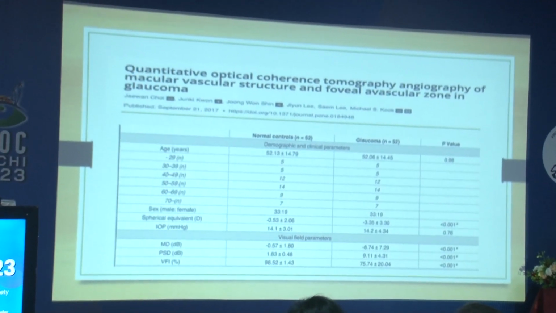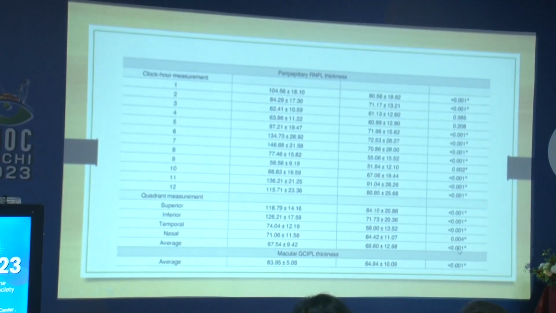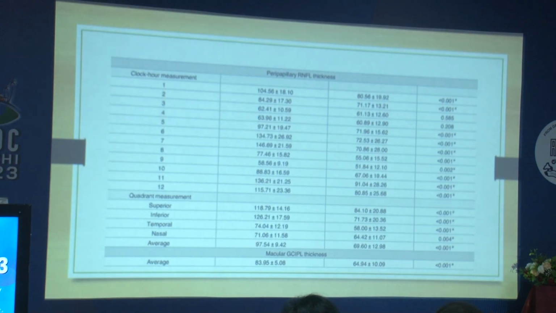This study by Choi et al. has shown that with each clock hour measurement in peripapillary RNFL thickness, there is a significant decrease from the normal population, as well as in the macular GCIPL also, and everything is p-value less than 0.001, which is pretty significant. So early glaucoma can be diagnosed with the OCT angio module.